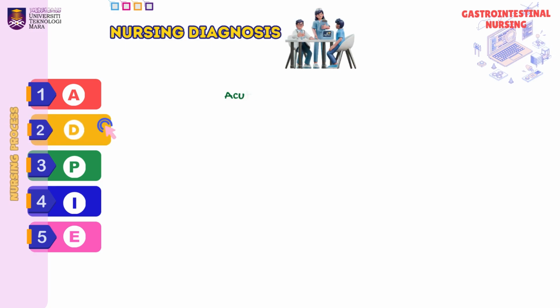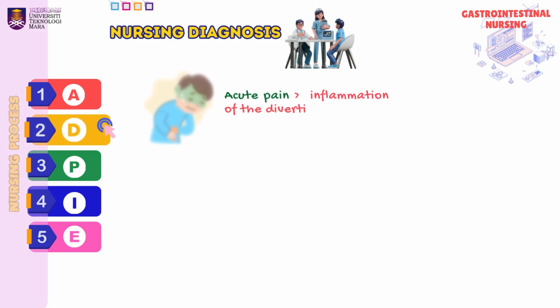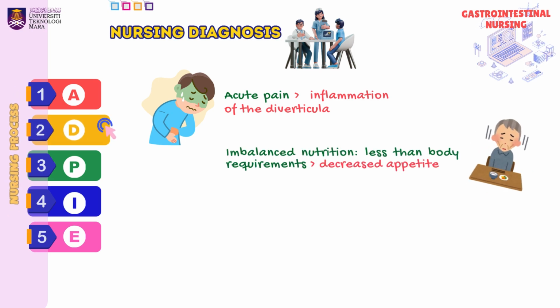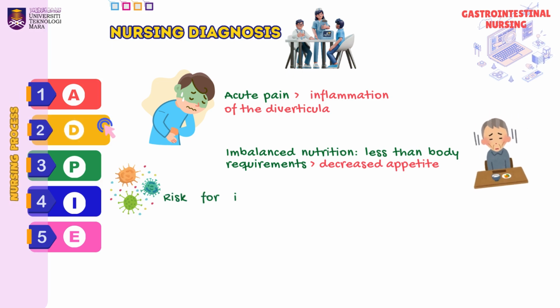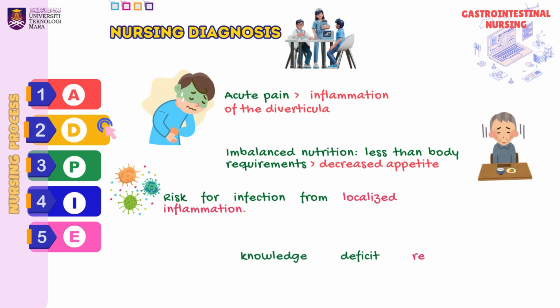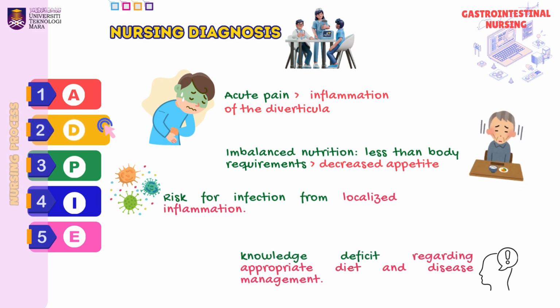First, acute pain related to inflammation of the diverticula. Second, imbalanced nutrition due to altered gastrointestinal function. Third, a risk for infection from localized inflammation. And lastly, a knowledge deficit regarding appropriate diet and disease management.